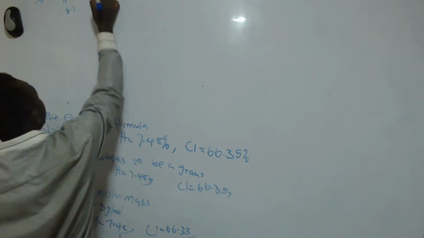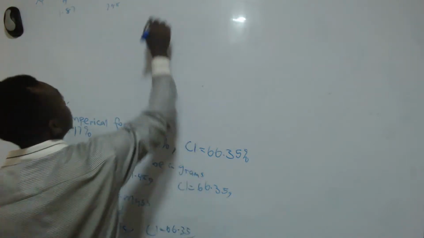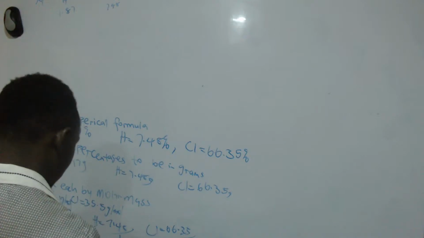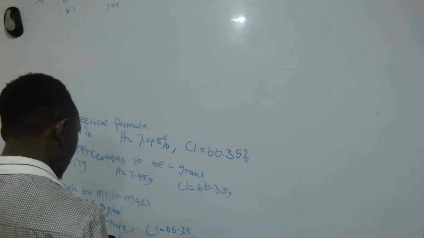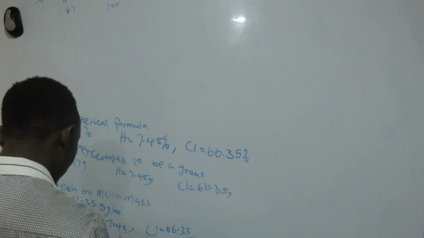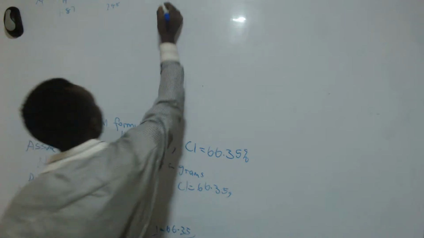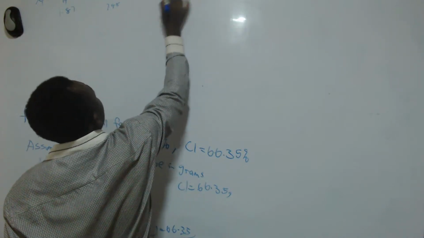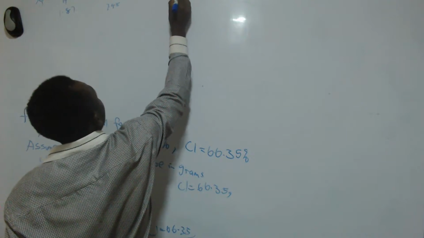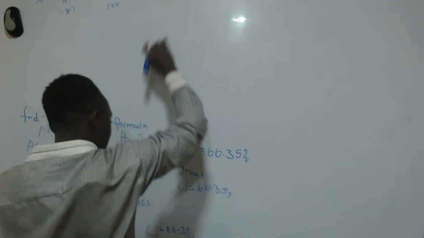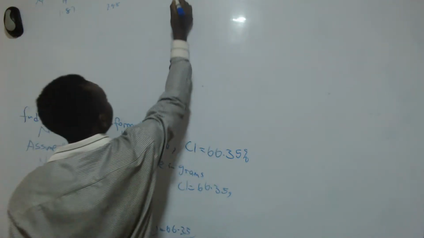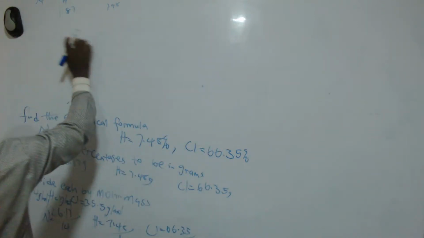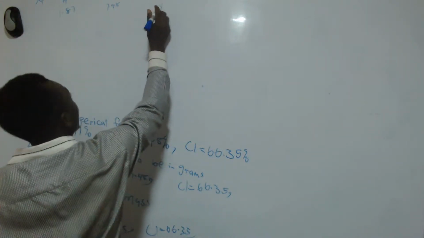Then your hydrogen, then your chlorine. Your chlorine is 63.35 divided by 35.5, which gives you the same 1.87.